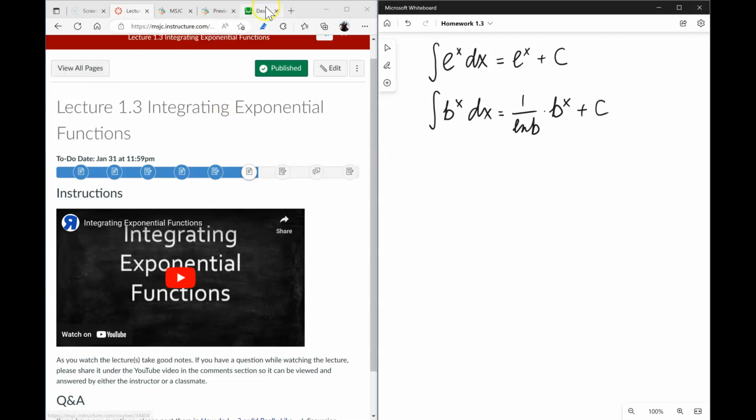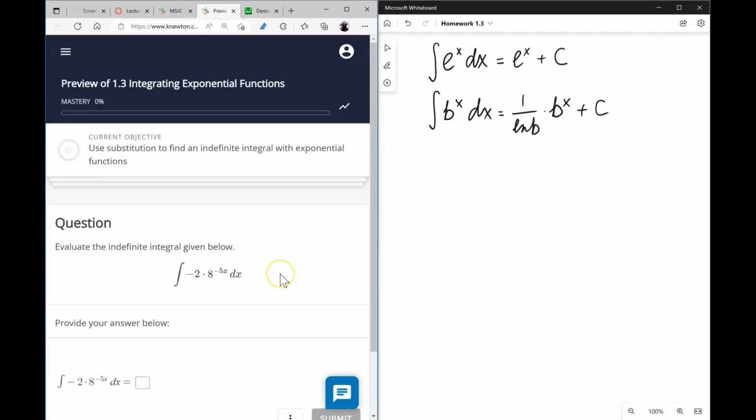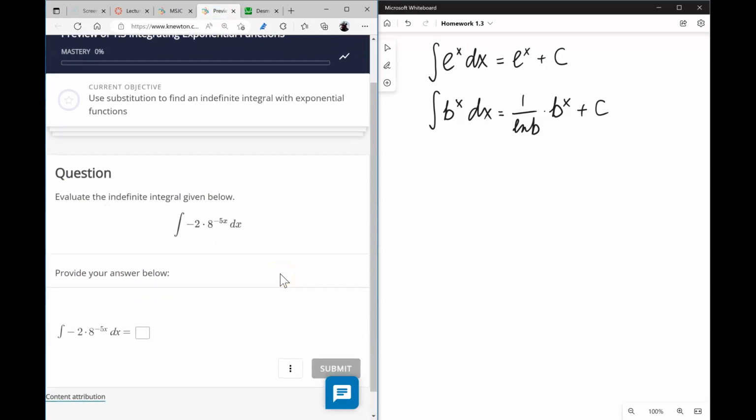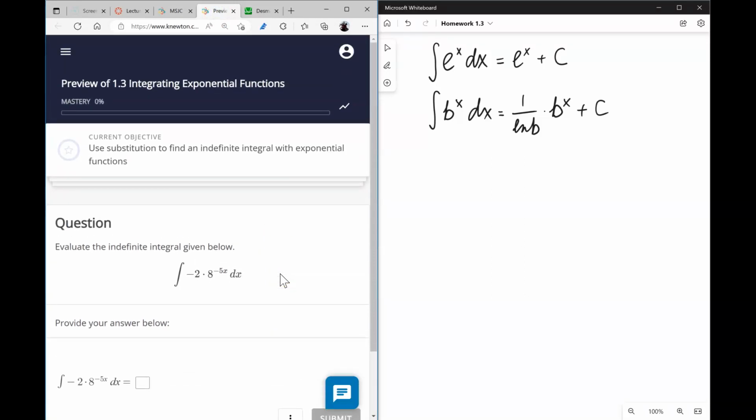So let's take a look at what's on the homework. Let's start with the first problem, and we have the integral of -2 times 8 to the power -5x dx.